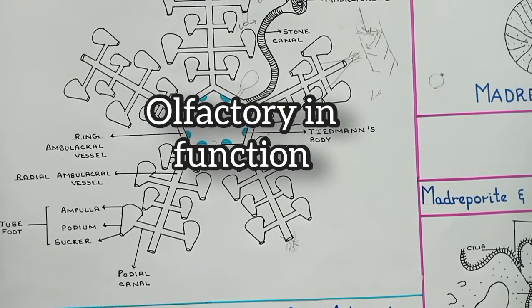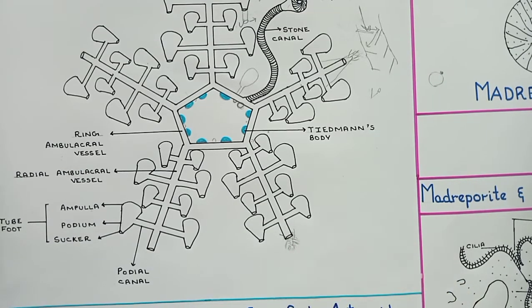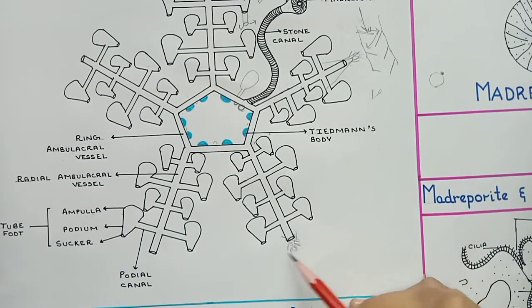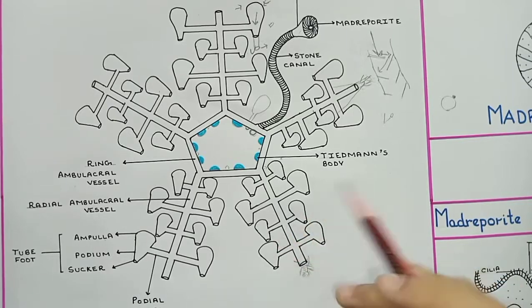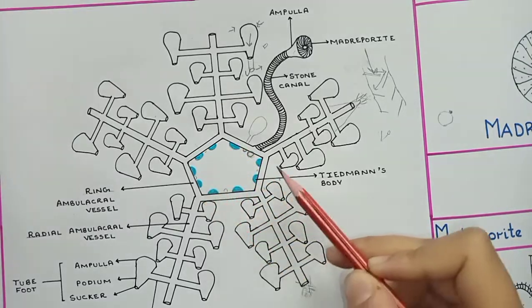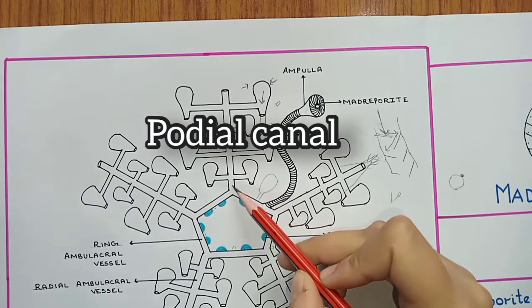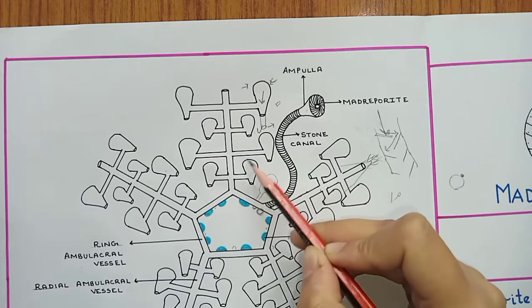So basically they sense things for the organism. They form tentacles at the tip of the arm. The radial canal extends up to the tip of the arm, and there it forms some tentacle-like structures. Now the water comes from the madreporite, enters the stone canal, then the ring canal, then the radial canal. From the radial canals, as I said, via the podial canal, the water enters the tube feet.